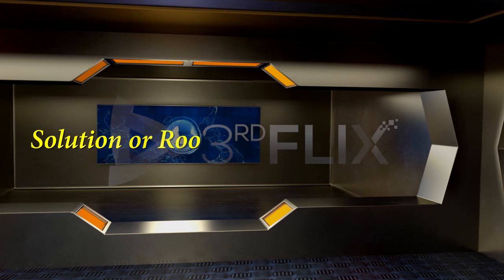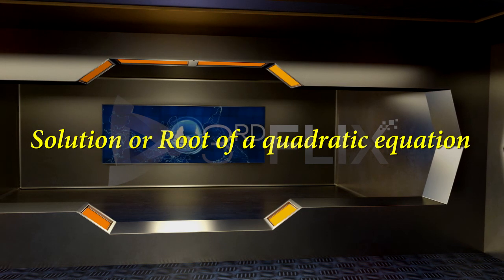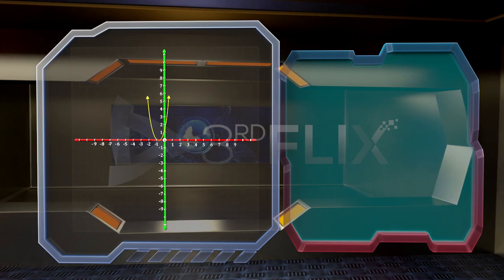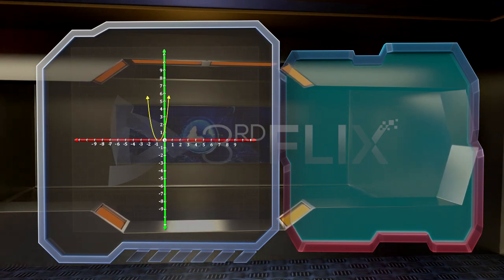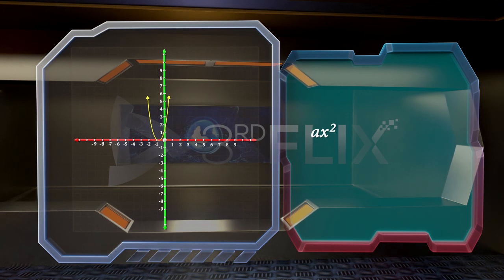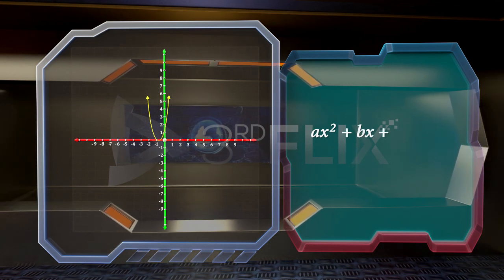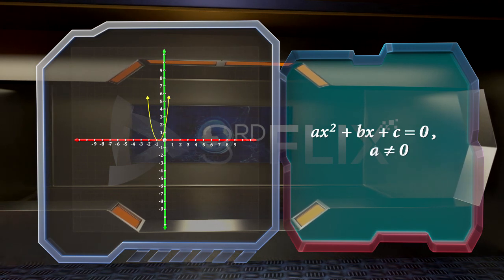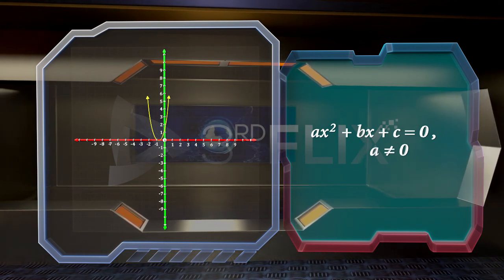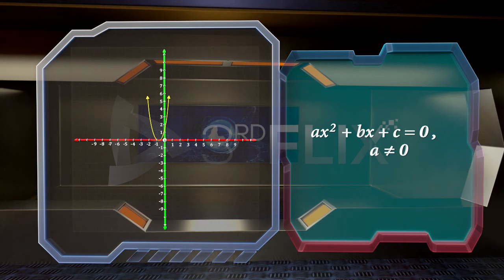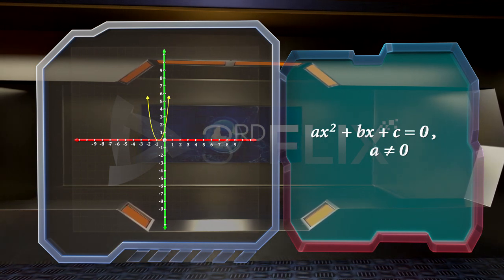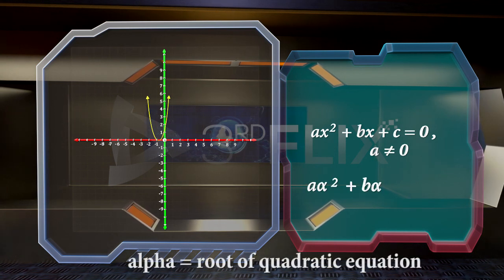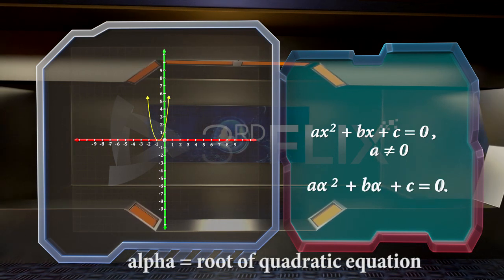Solution or root of a quadratic equation. A real number alpha is called a root of the quadratic equation ax² + bx + c = 0, a not equal to 0, if and only if x = alpha satisfies the quadratic equation, that is, the value of a alpha² + b alpha + c is equal to 0.